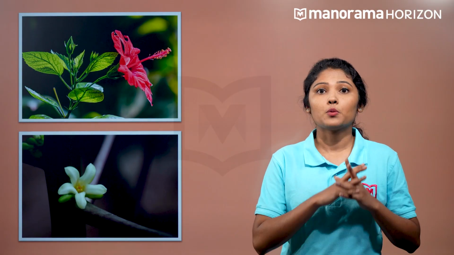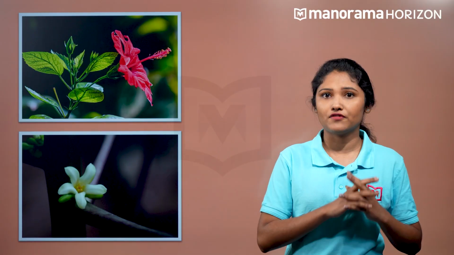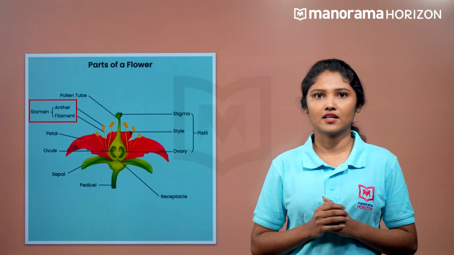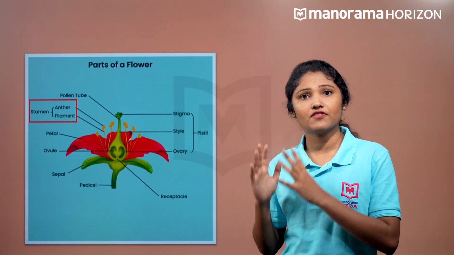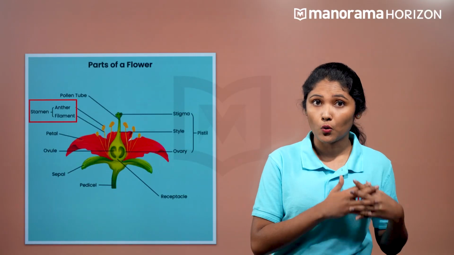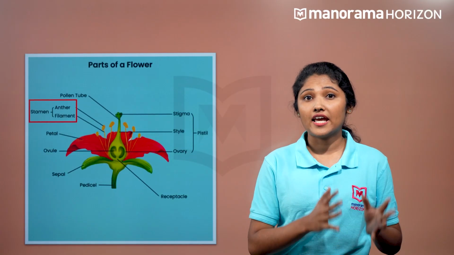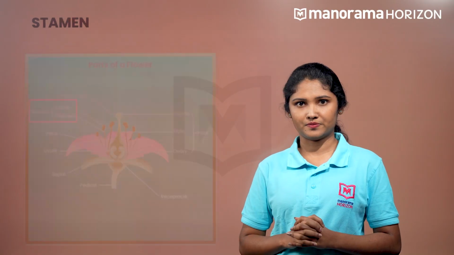A flower with either a male reproductive unit or a female reproductive unit is called a unisexual flower. In this video, let us discuss the male reproductive part of a flower. Okay then, let's start. The male reproductive unit or androecium is a collective term given to the whorl of stamens. So, let us check the various parts of androecium.